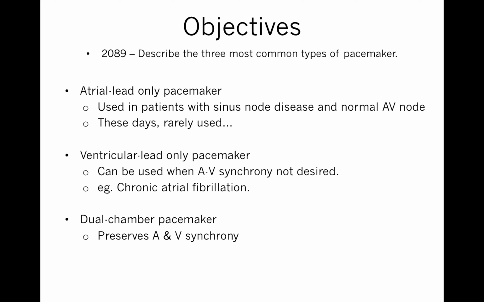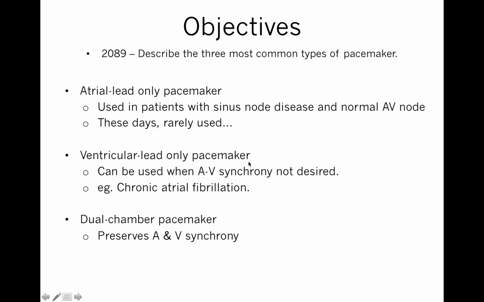Describe the three most common types of pacemaker. There are atrial lead-only pacemakers, ventricular lead-only pacemakers, and dual-chamber pacemakers. In patients with sinus node disease only, but a normal AV node, we only need to pace the atrium. So if somebody has chronotropic incompetence or sinus pauses, but a normal AV node, we can simply pace the atrium and expect normal conduction to the ventricle. These pacemakers are rarely used these days. We tend to rely mostly on ventricular lead pacemakers or dual chamber pacemakers.